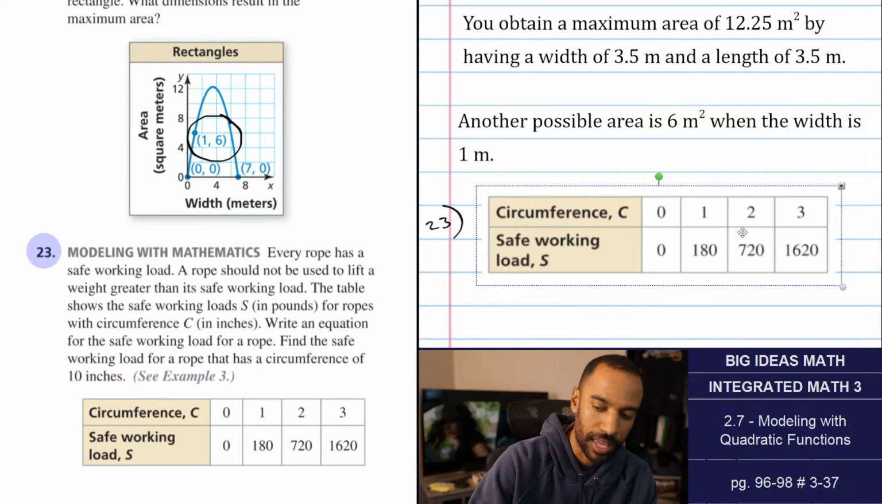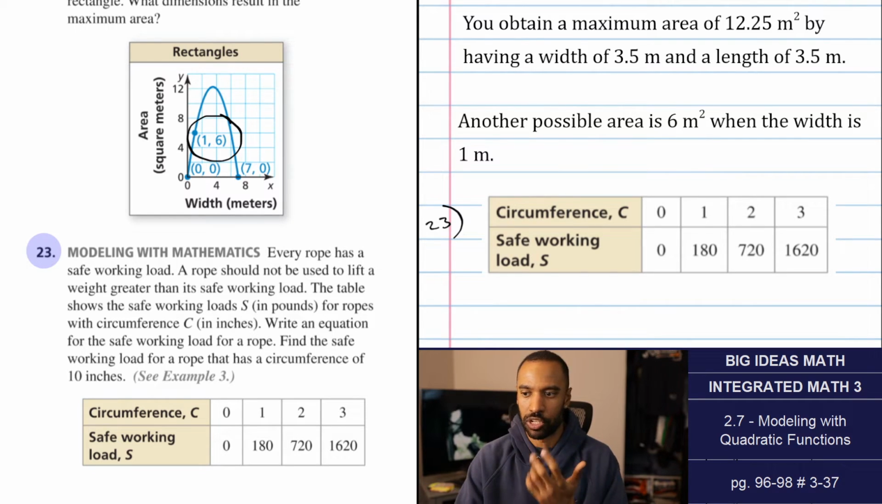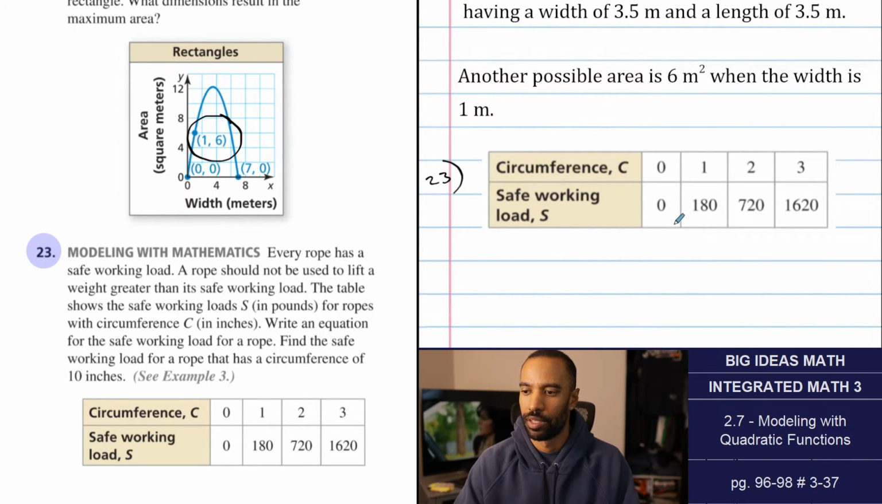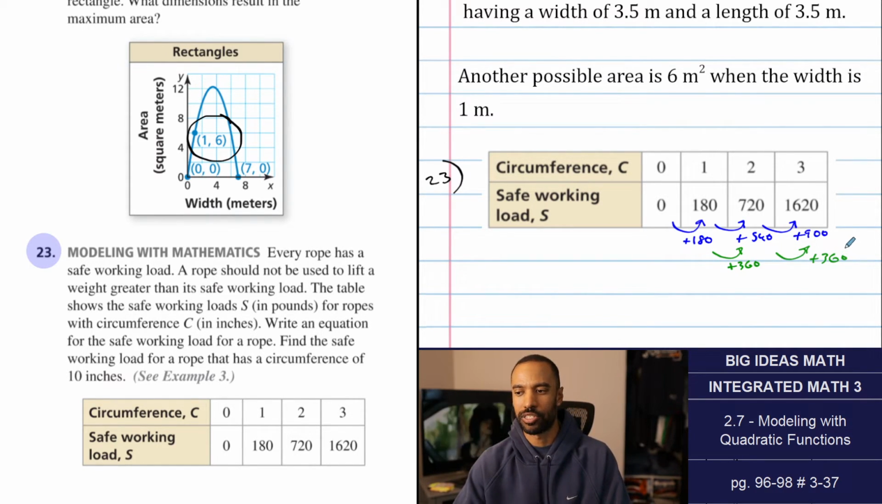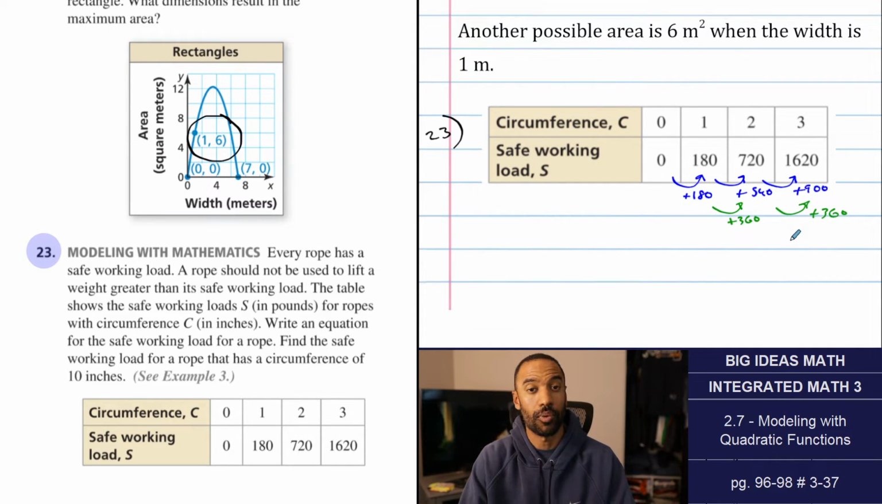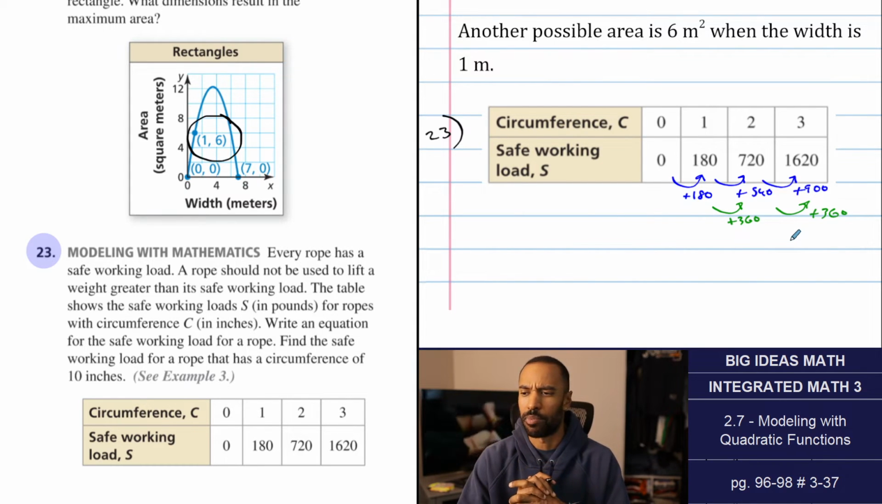It's very possible that 0, 0 is the vertex of this, and then the domain just goes from 0. But we might have to work a little beyond that. So this is a difference of 180, this is a difference of 540, and this is a difference of 900. Now the difference between 180 and 540 is 360. The difference between 540 and 900 is 360. Because they have a constant second difference, this is a quadratic equation. And because it's a quadratic equation, we can then make a quadratic equation based off that.